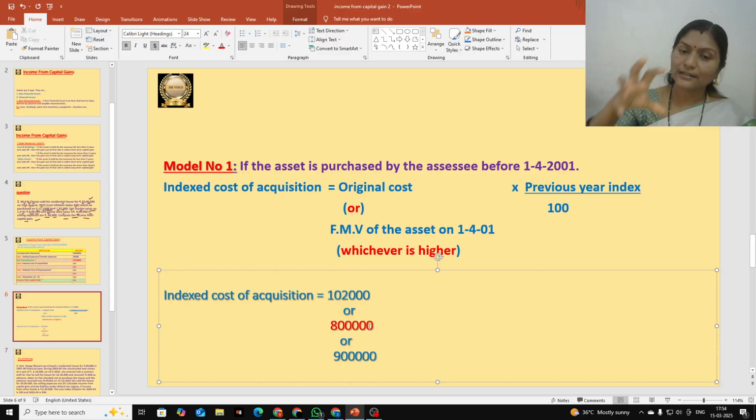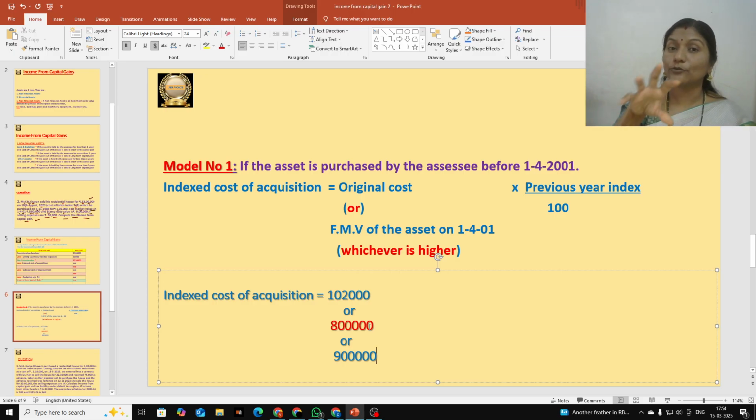First we should select the highest of the two, original cost or FMV, and the highest is 8 lakhs. Again we should compare 8 lakhs with the stamp duty value, and the least one should be selected. 8 lakhs is the least one, that is why I selected 8 lakhs only. Hope this is clear for everyone, students. If stamp duty value is not given, that 9 lakhs we are not going to take.